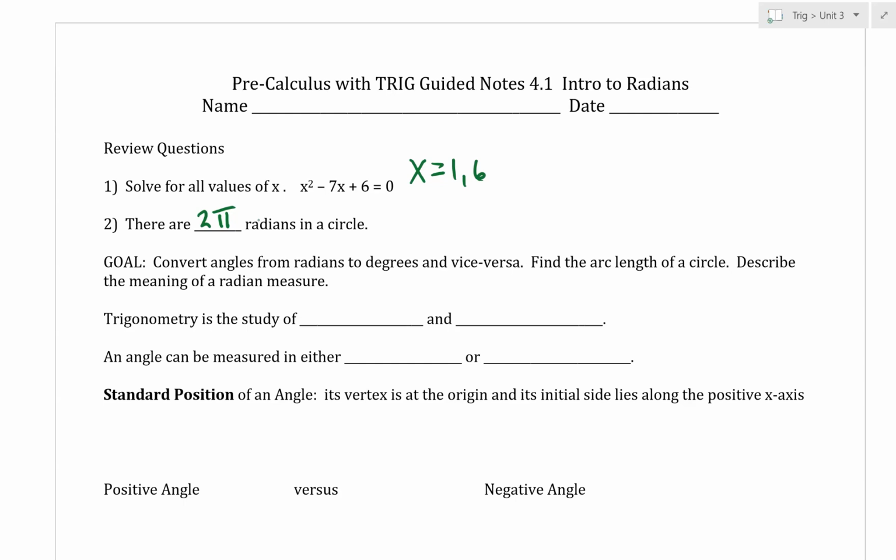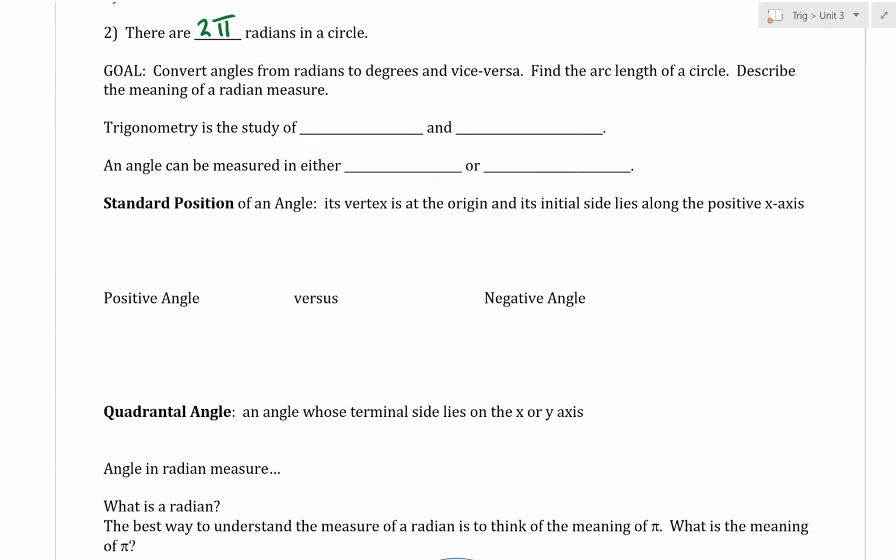Our goal today, we're going to be talking about converting angles from radians to degrees and vice versa. We also want to be able to find the arc length of a circle and then describe the meaning of a radian measure. So, looking at this idea of trigonometry.